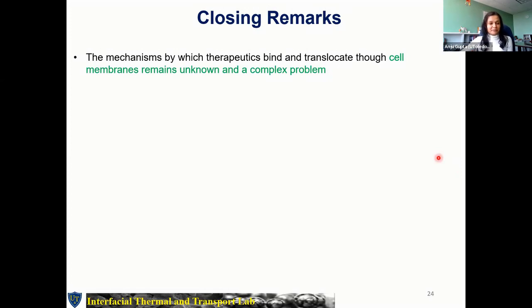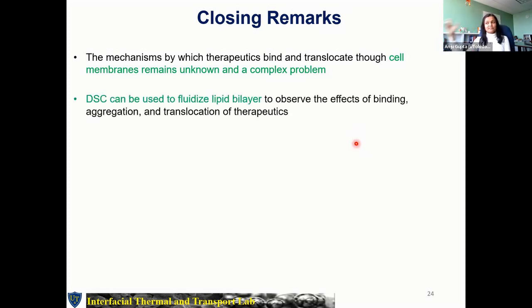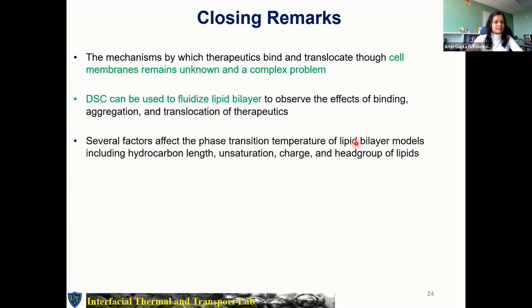So I have 5 more minutes. I just want to quickly remind you and leave you with open-ended questions that the interaction of therapeutics with cell membranes is a complex problem. And there are a lot of concepts of interfacial thermal and transport phenomena involved. And we can start with a simple technique such as DSC to see how things bind, how things change in the lipid bilayer in terms of packaging and orientation.